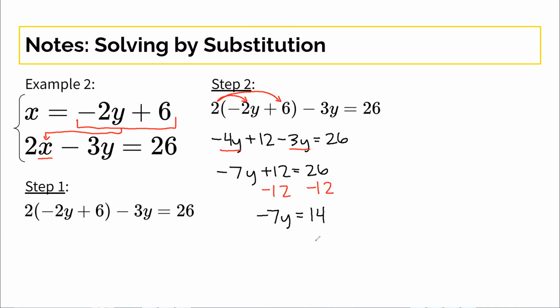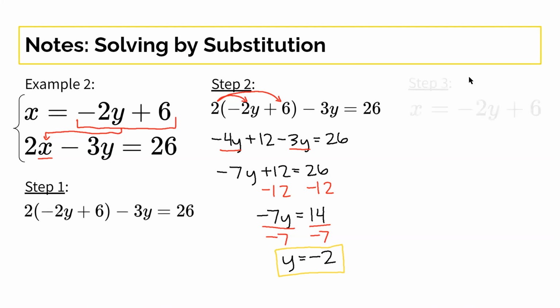Last step in our solving, we need to get rid of that coefficient in front of the y. It's being multiplied, so we're going to divide by -7. Divide by that coefficient. The -7s on the left cancel, and we get y equals -2. So we know our equations, when we graph them, are going to cross at a height of -2. Now we need to move on to step 3 and find the x-coordinate that goes with it.